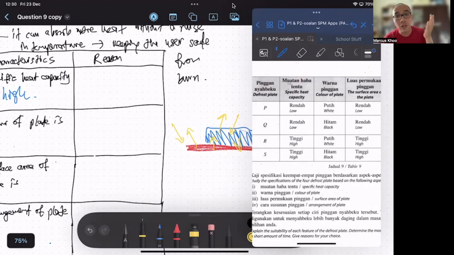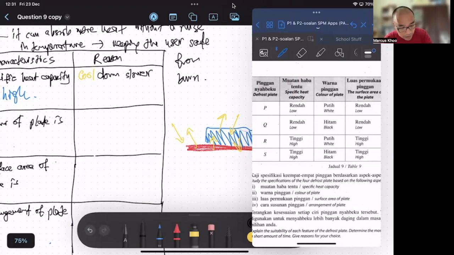Okay, yes, it may take a long time to heat up, but once it is hot, it takes a long time to cool down. And that one is more important, because if the plate cools down very fast, then the defrost plate is no longer a defrost plate, it is like a useless plate. So it will cool down slower. It takes a longer time to cool down.